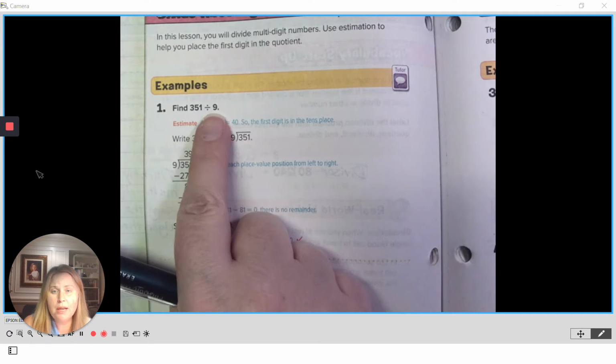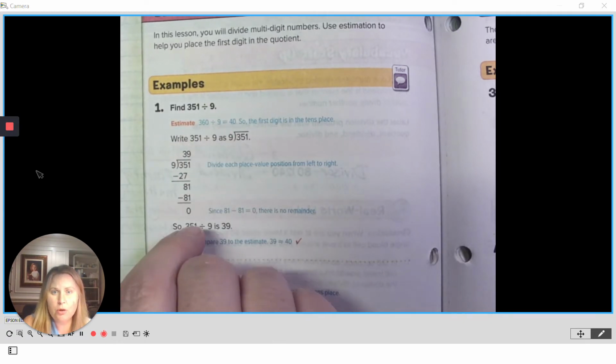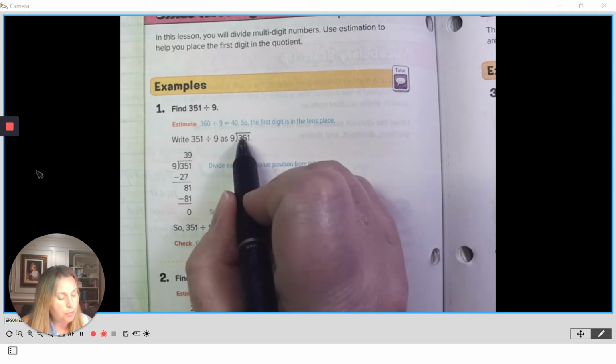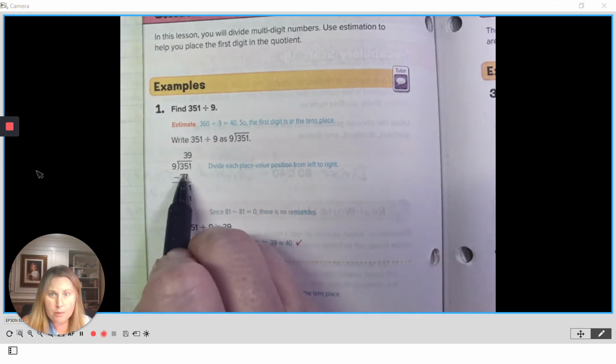But we do know that 9 times 4 would give us 36. So 9 times 40 would give us about 360, so about 4. But we rounded that up, so that's going to be a little bit too big. So we could round it down to 3 and see how that works out. And they actually did this problem for us.